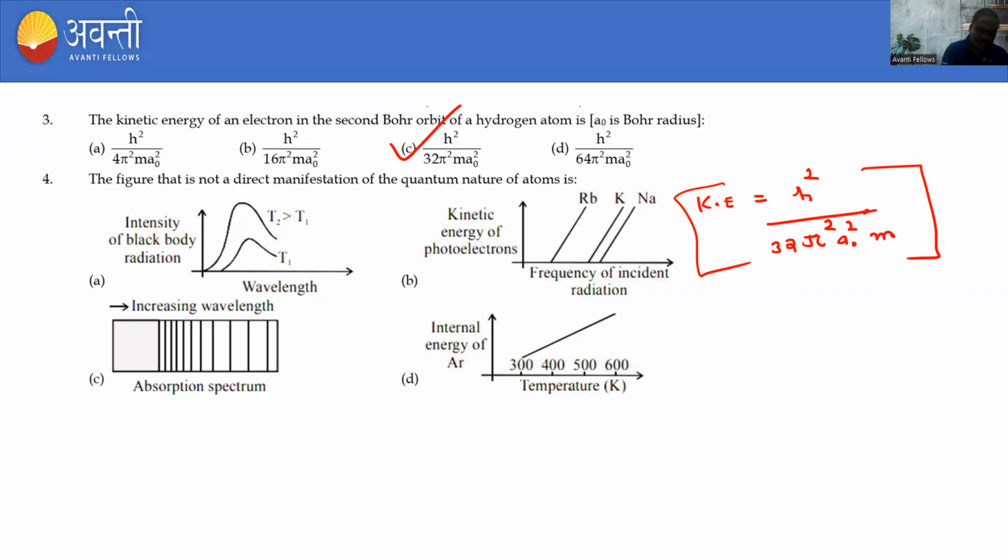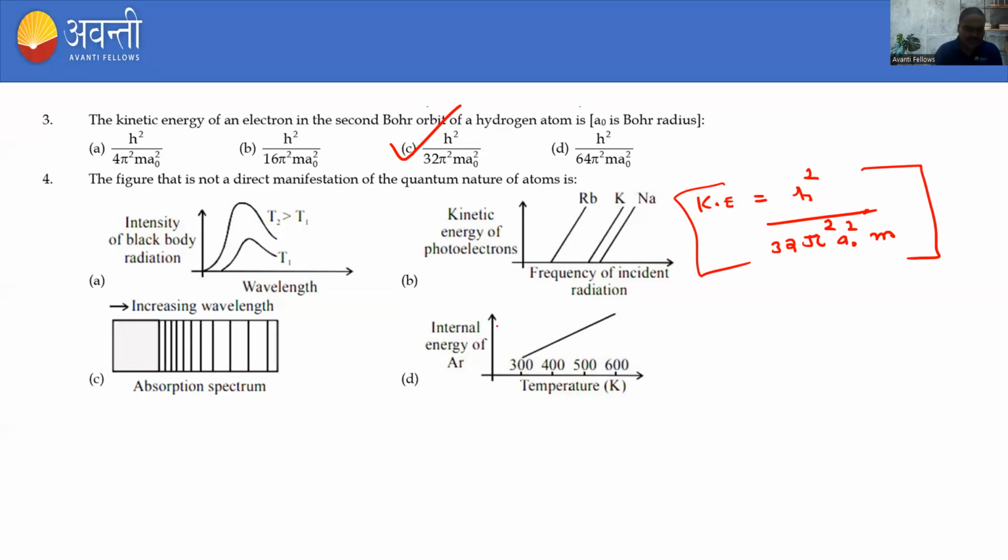Okay. So I hope everyone understood this question. Now, the next question is also a very, very important question. That is, the figure that is not a direct manifestation of the quantum nature of atom is. So इसमें से कौन सा है जो quantum nature को नहीं बता रहा है, ठीक है? यानी out of these options, we have option A, option B, option C. So the figure that is not a direct manifestation of the quantum nature of light.